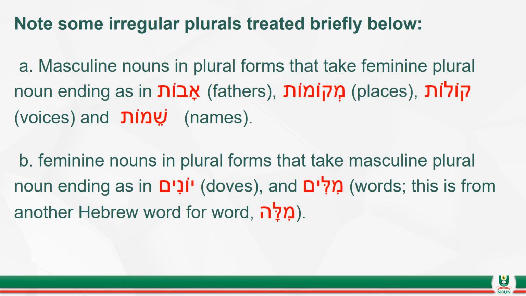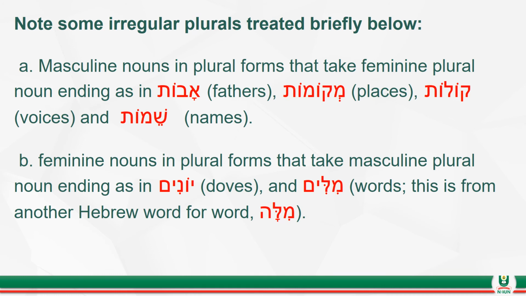Let's move to the irregular. Under the irregular, there are nouns that are masculine plural but present themselves with the jacket of the feminine plural. The first example is avot. You are seeing ot. It should have been avim, but there is no Hebrew word like that. We have avot. Please just note it and use it accordingly. We have mekomot, that is places, instead of mekomim. This is how the Hebrew word has presented itself. Look at it and use it accordingly.